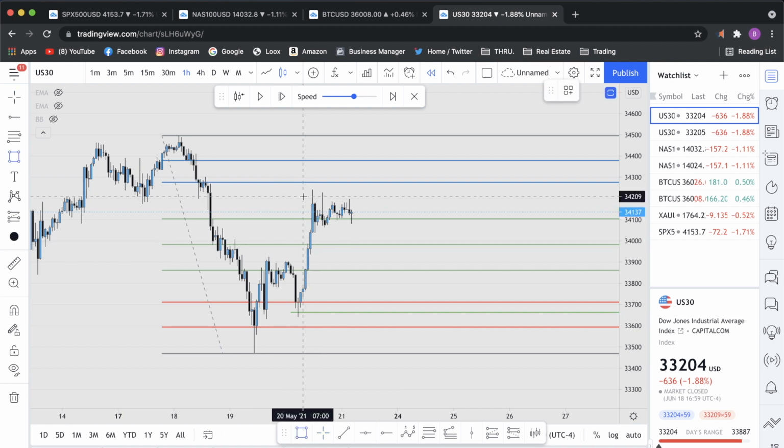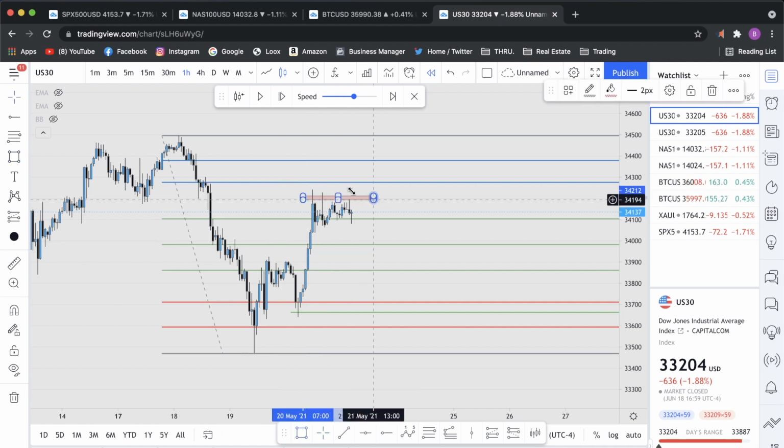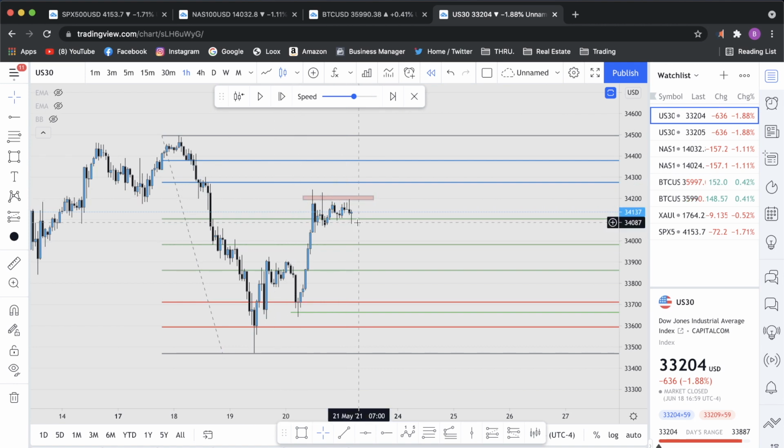I think I did get out right here because I started making a slight resistance, and I didn't want to take the chance. I was happy with this profit.